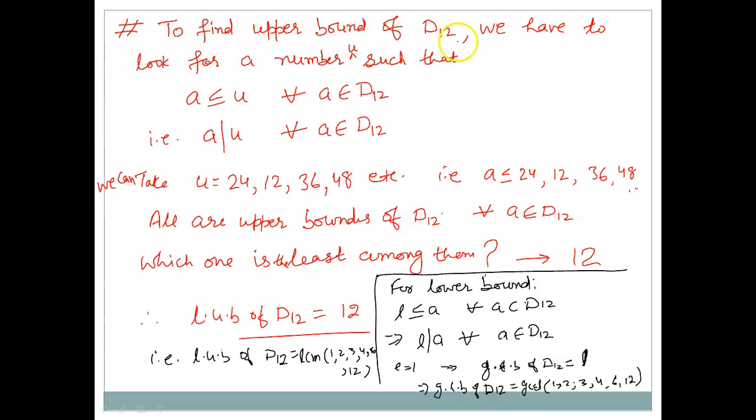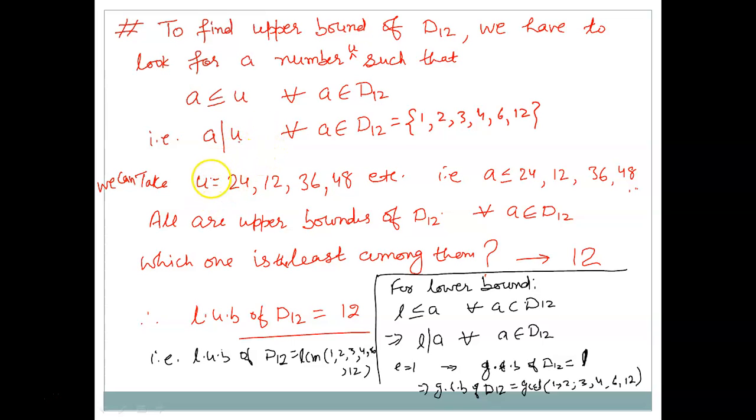Now to find the upper bound of D12, we have to look for a number U such that A is less than or equal to U for all A belonging to D12. In this situation, the meaning of less than or equal to is divisibility, so we have to look for a number U such that A divides U for all A belonging to D12. That means we want a number which is divisible by every element of D12. There can be many such numbers. D12 has all divisors of 12: 1, 2, 3, 4, 6 and 12. So we can have 24, since 24 can be divided by every element of this set. We can also have 12, 36, 48, etc.